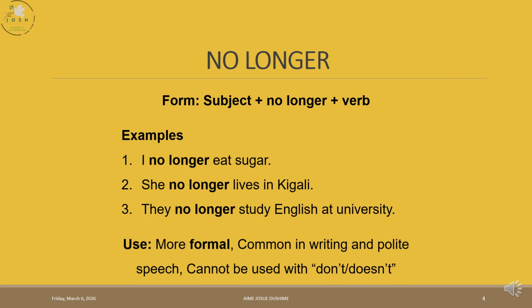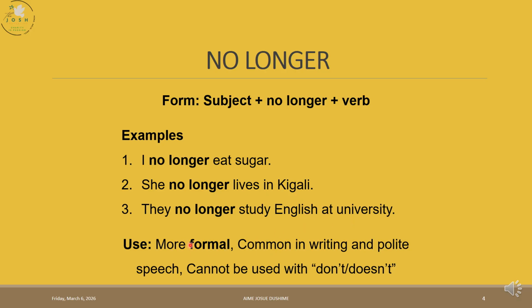Let's go to the first one, which is no longer. How do we use no longer? We take subject plus no longer plus verb. Subject, no longer, verb. Example, I no longer eat sugar. She no longer lives in Kigali. They no longer study English at university. Just like that.